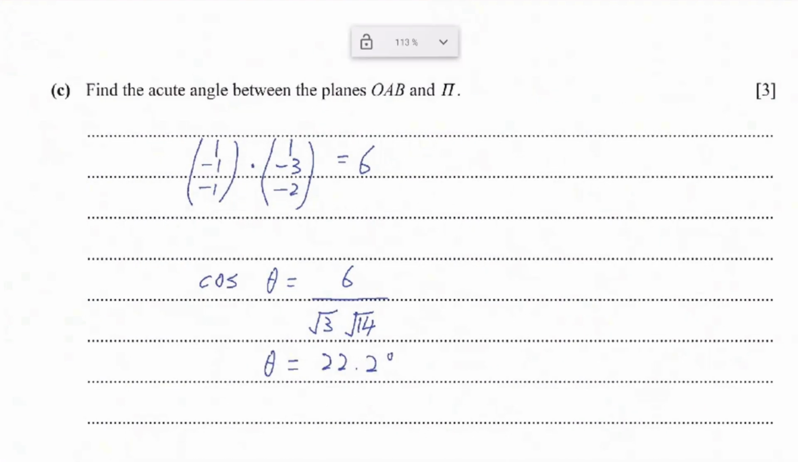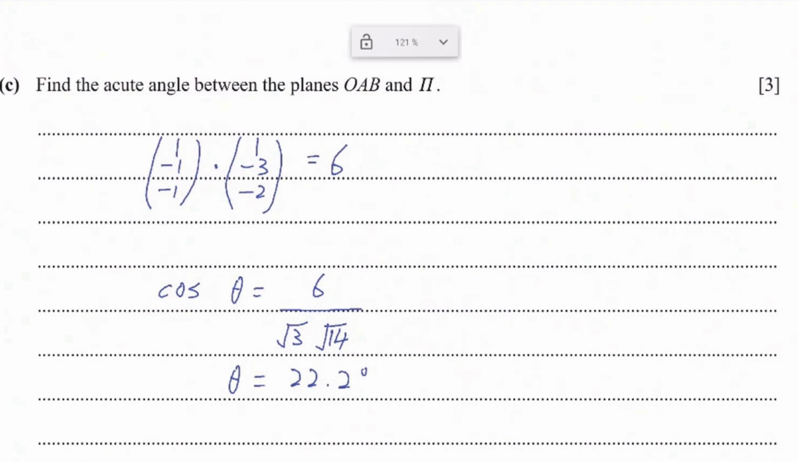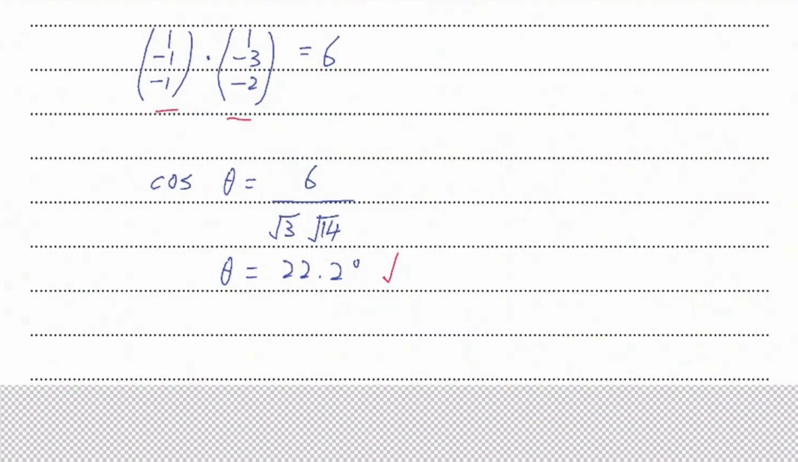Part C: find the acute angle between the planes OAB and pi. So this is the angle between the two planes. Basically, it's the angle between the two normals. We just take the two normals and carry out the steps like what we have in the dot product. It's the same process throughout, so I don't need to go through much for this one, I guess.